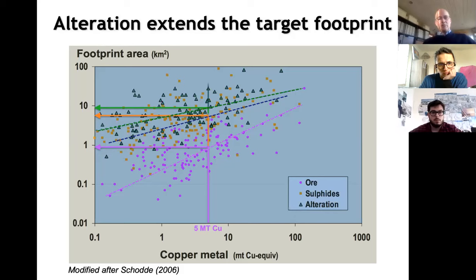If you can use the green rocks, you have a much bigger target. The propylitic alteration may give you a footprint of around 50 square kilometres, so much bigger target. But if you get a sample through drilling into those green rocks, how can you use that to work out where the centre is? And that's what I'll show you.